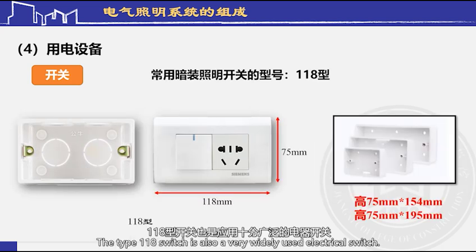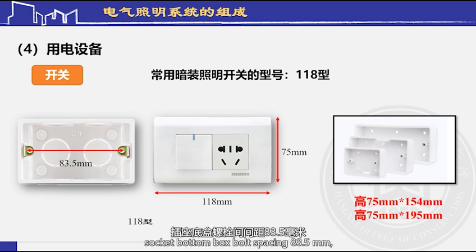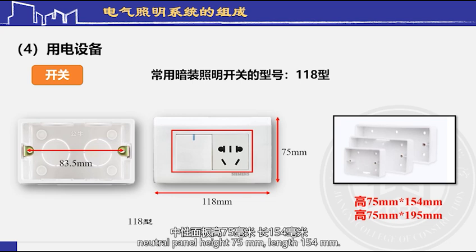The Type 118 switch is also a very widely used electrical switch. The socket appearance is rectangular, divided into large, medium, and small models. And its functional parts: switches, sockets, telephones, TVs, computers, and panels can be combined at will. Small panel height 75 mm, length 118 mm. Socket bottom box bolt spacing 83.5 mm. Neutral panel height 75 mm, length 154 mm. The large panel is 75 mm high and 195 mm long.